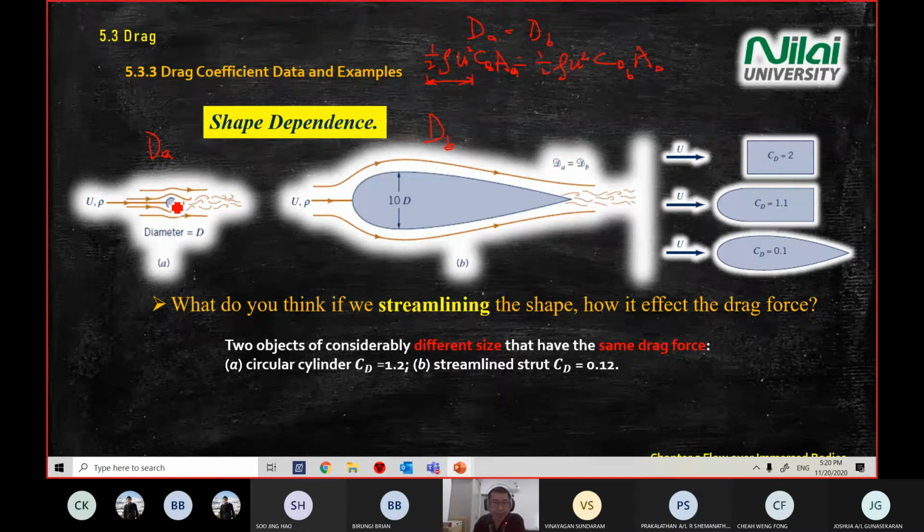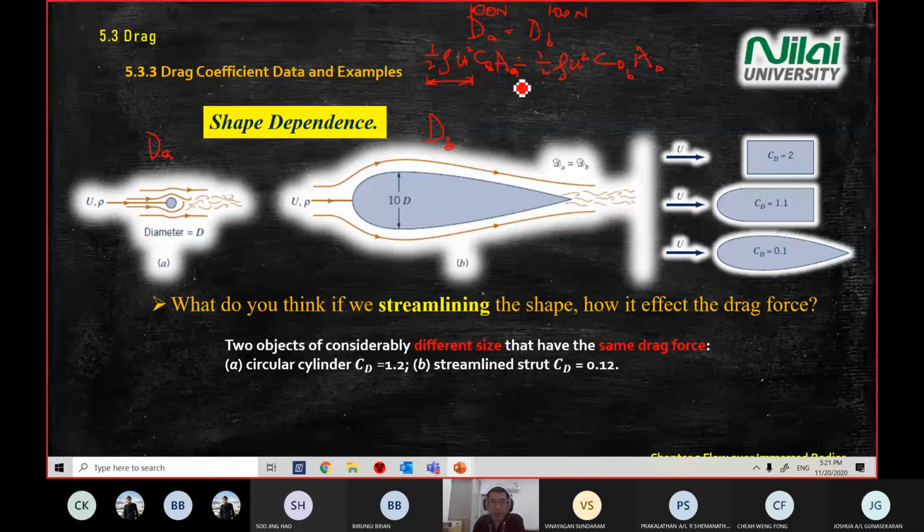But what happens if we have two objects, one on the left, one on the right, and the drag is the same, meaning the total drag acting on these two bodies is the same. For example, we have a drag force of 100 Newton on object 1 and 100 Newton on object number 2 also. So what is the equation for drag? It is given by half rho u square CD times A. So same with B. The first component, half rho u square, is the same because the magnitude of u is the same, rho is the same.